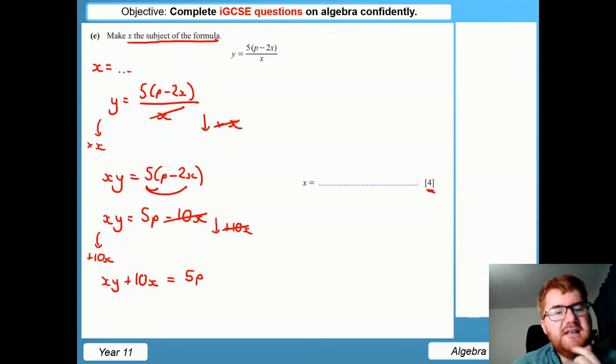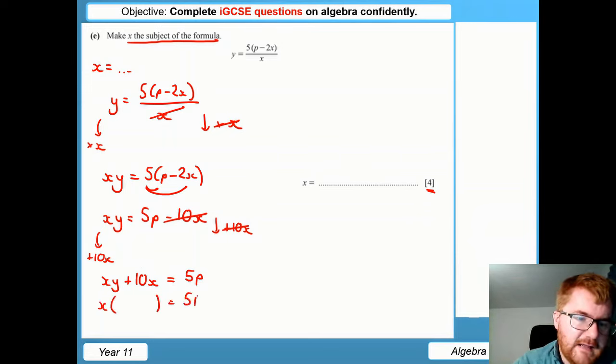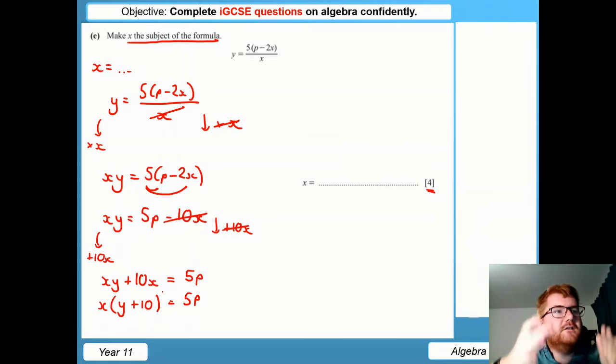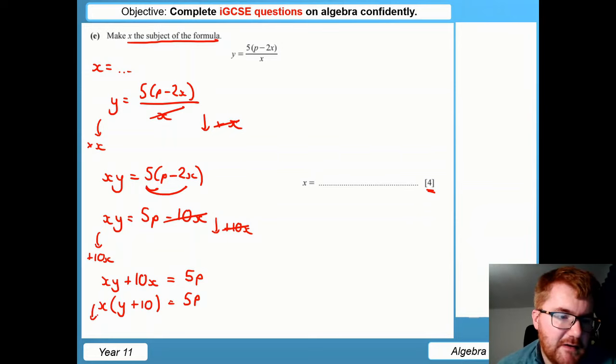So notice there is a common factor here. They both share an x. So we can factorize into a single bracket. So I'm going to set up my bracket ready and now work backwards. So what do I multiply x by to get xy? Well, just y. What do I multiply x by to get 10x? Plus 10. And now, notice we've only got one term of x, what we wanted. So now we need to get rid of that y plus 10.